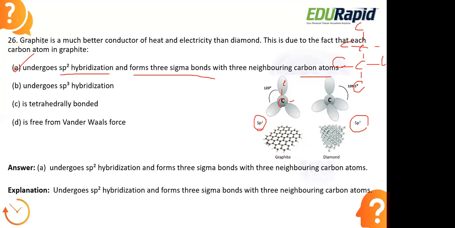So when we are looking at this question, graphite has much better conductivity than diamond, right? Iron will also conduct heat and electricity. Even graphite will also conduct, but comparatively graphite will conduct more heat and electricity. It is a good conductor. It's all because it undergoes sp2 hybridization, whereas diamond undergoes sp3 hybridization to form 3 more bonds.